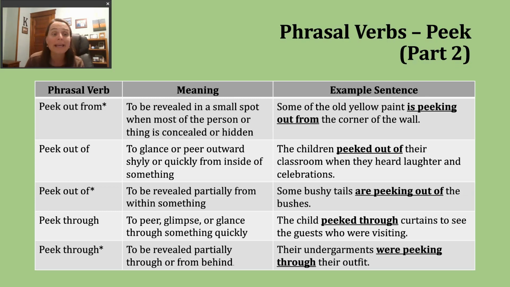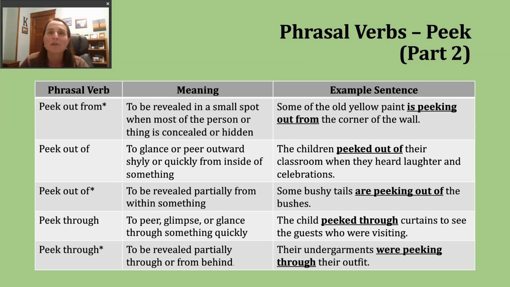A second way peek out of gets used means to be revealed partially from within something. An example of this: some bushy tails are peeking out of the bushes. Okay. That's another present progressive or present continuous sentence, right? Here, maybe we're trying to figure out what animal or which animals are there.